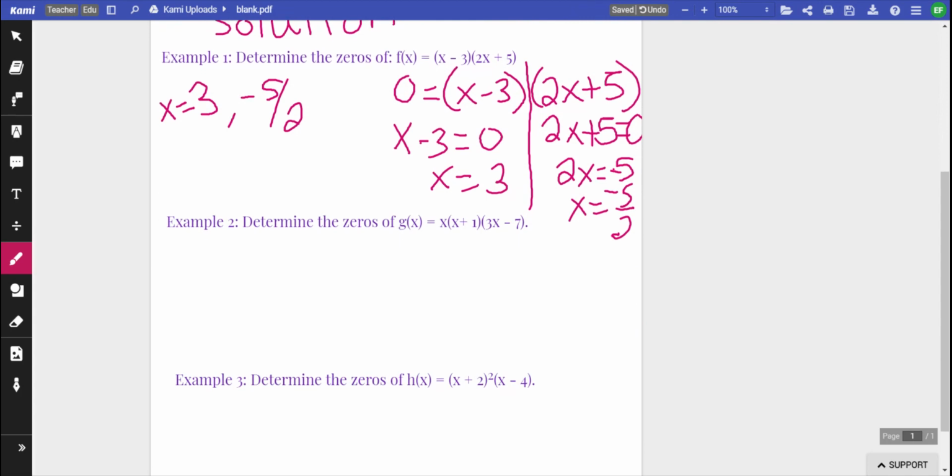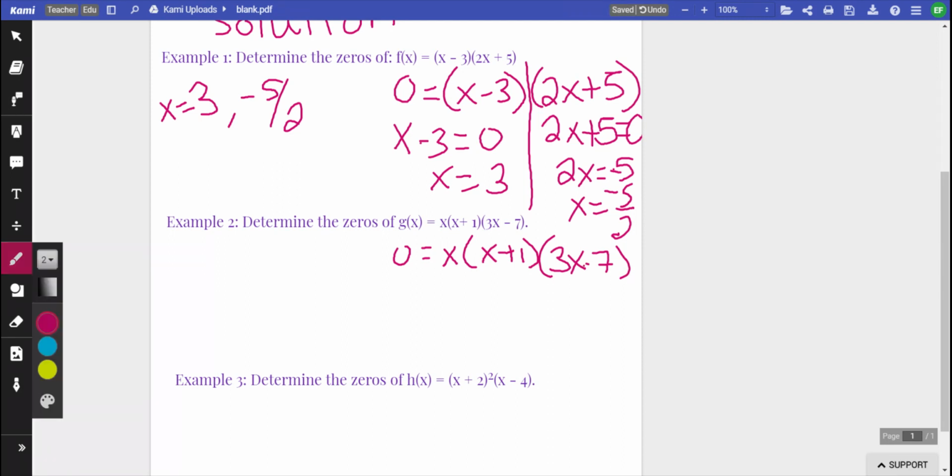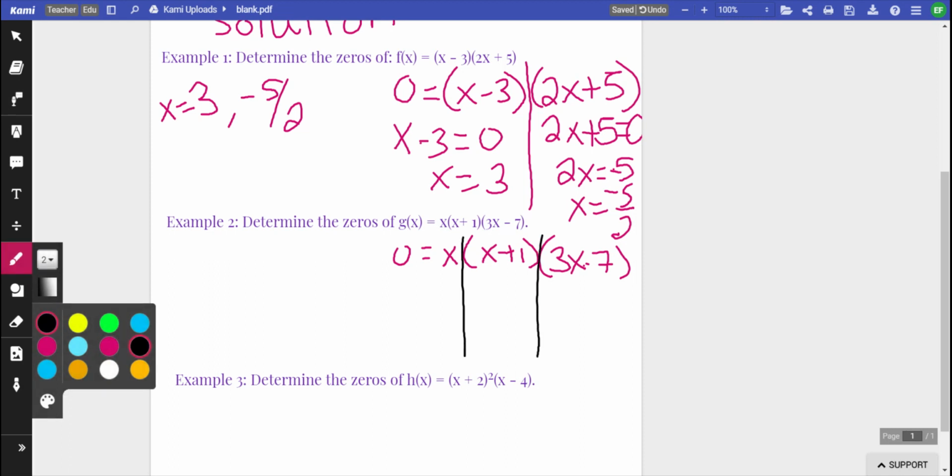If we go down to the next example, now this is a cubic. I know that because I've got 3 linear x's here that are being multiplied together. If I again substitute in g of x with 0, I'm looking at 1, 2, and 3 different factors. I'm going to set each one of those factors equal to 0 and then solve. So x equals 0 is my first factor, x plus 1 equals 0 is my second factor, and 3x minus 7 equals 0 is my last factor.